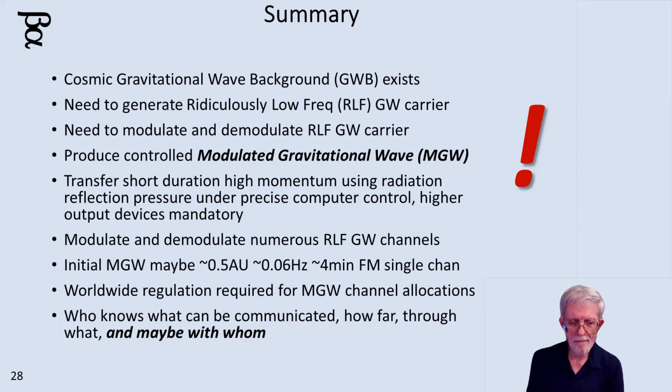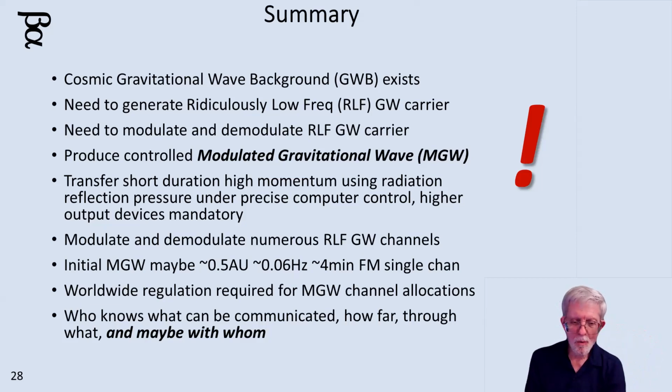in the same time frame, and that we've got an initial modulated gravity wavelength of about half an AU, 0.06 hertz, about 4 minutes. That will give us a single frequency modulated channel.